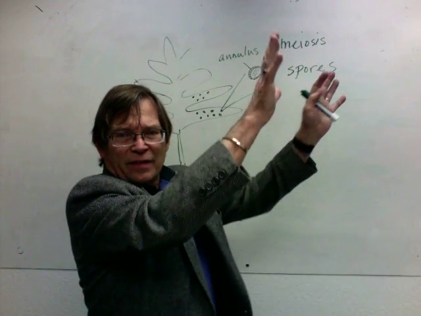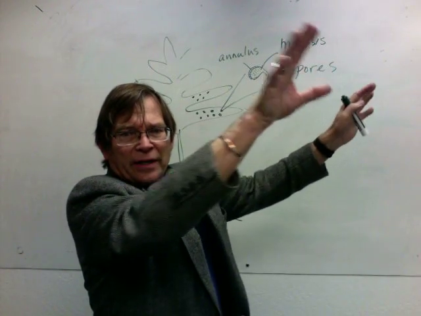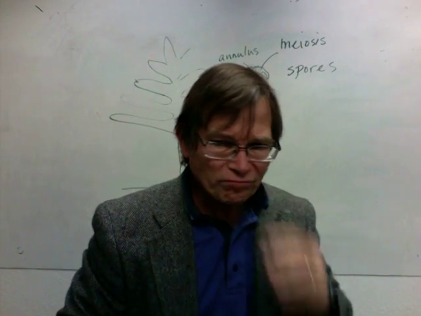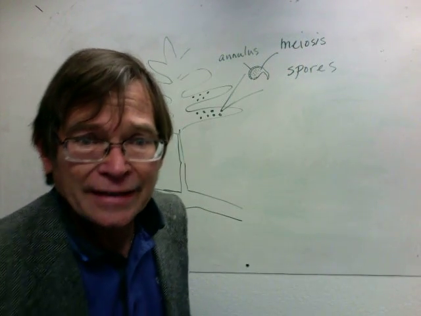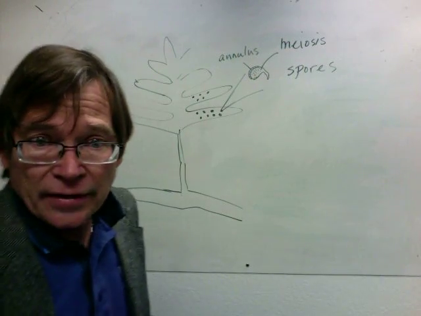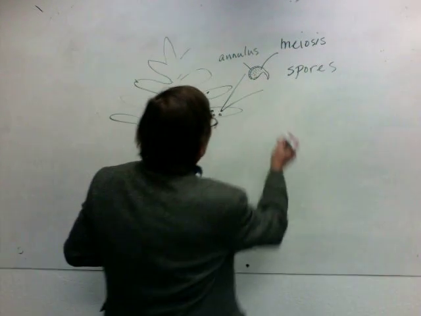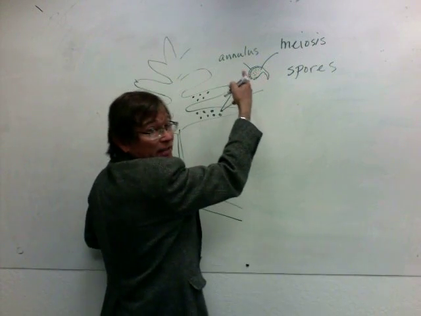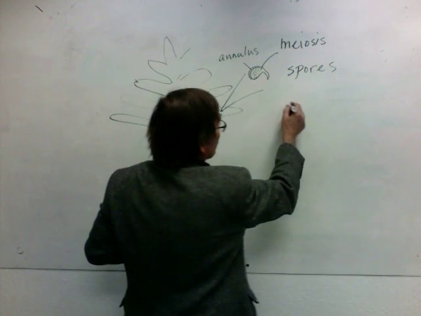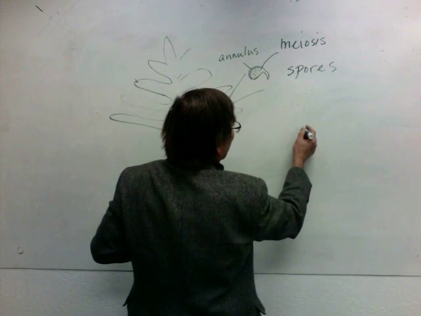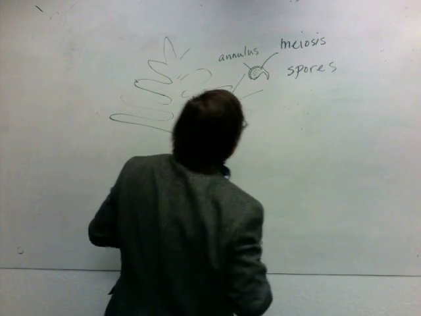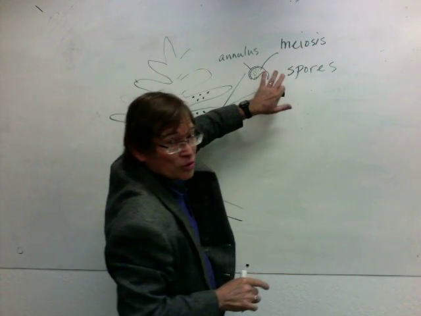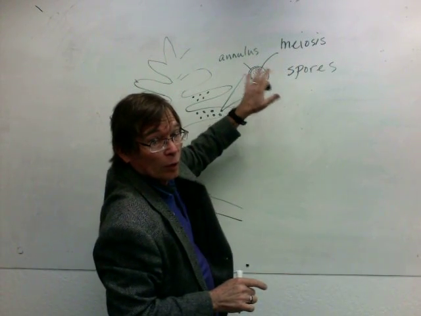And they get up into the air, and they begin to float around and fly away, and if they should land somewhere where the conditions are right, they will begin to grow. So let's have a single spore here. So meiosis takes place in the sporangia, producing the spores. The spores are flying around. Now, since meiosis is reduction division, the number of chromosomes has been reduced by 1/2.